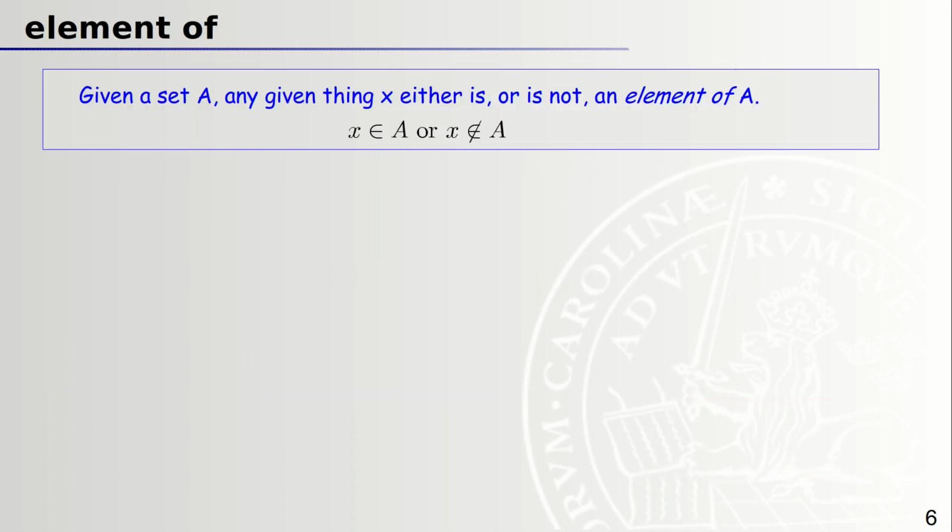The things in a set are called its elements. The key here is that for any set and any mathematical object, the object either is or is not an element of the set. For example, 3 is an element of {1, 2, 3, 4}. 11 is not an element of {1, 2, 3, 4}. And the set containing only 3 is not an element of {1, 2, 3, 4}.